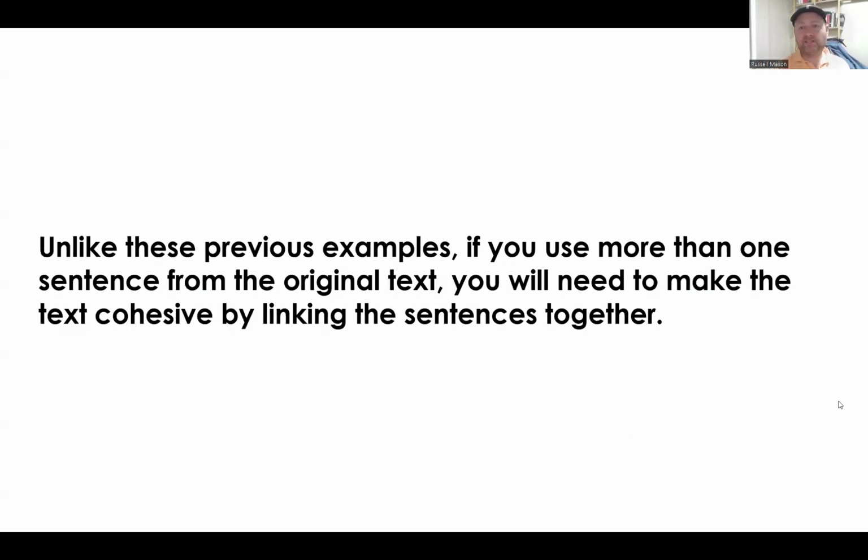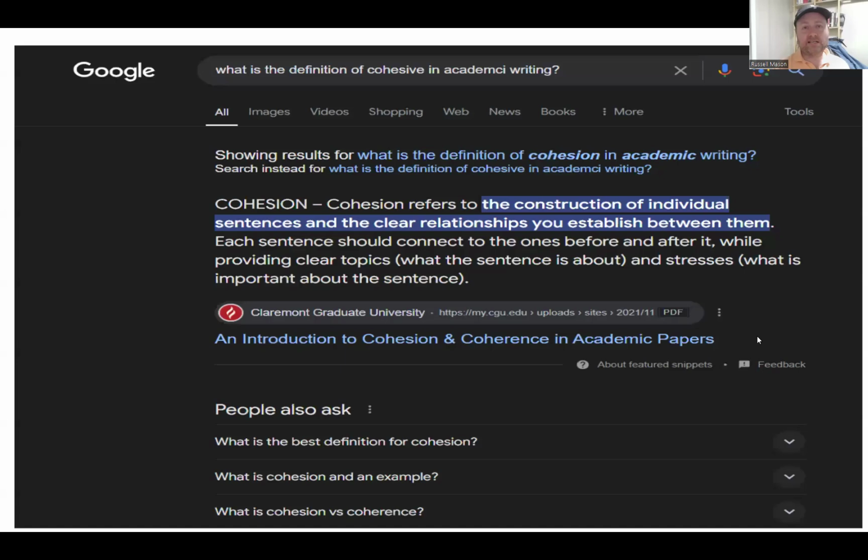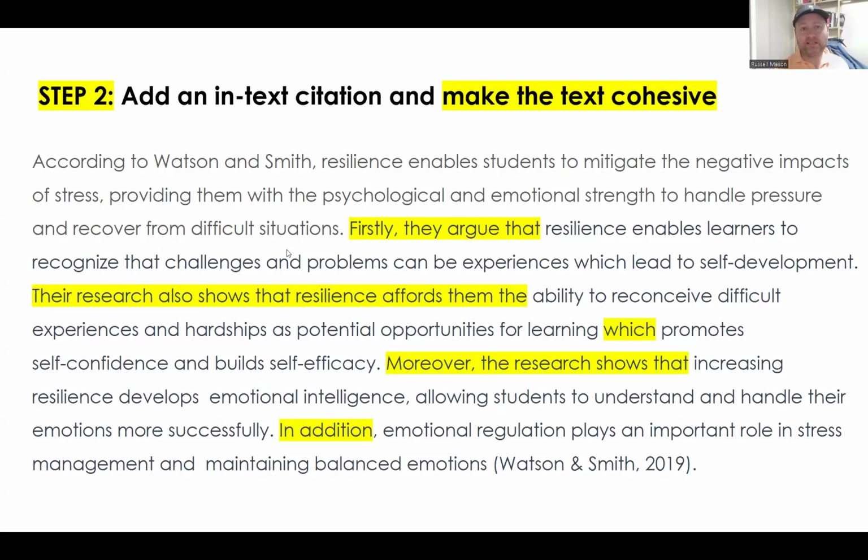Unlike these previous examples, if you use more than one sentence from the original text, you need to make it cohesive by linking the sentences together. So this is the second stage. We talked about cohesion a little bit. Here's the dictionary definition: cohesion refers to the construction of individual sentences and the clear relationships you establish between them. So I would say linking or connecting the different sentences in the paragraph together in a logical way. That's cohesion.